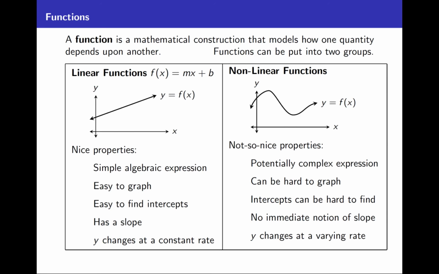But for nonlinear functions, every nice property of a linear function is paired with a not so nice property. They have potentially complex expressions. They're hard to graph. Intercepts can be hard to find, depending on the function. There's no immediate notion of slope, and y changes at a varying rate with respect to x. So we're confronted with the dilemma. Linear functions are simple, but as you know, most useful functions in science are nonlinear functions.